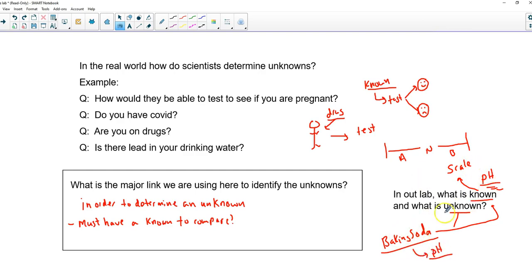So you'll find our known items will have a known pH, a strong acid. This is from, let's say, 0 to 3 pH.